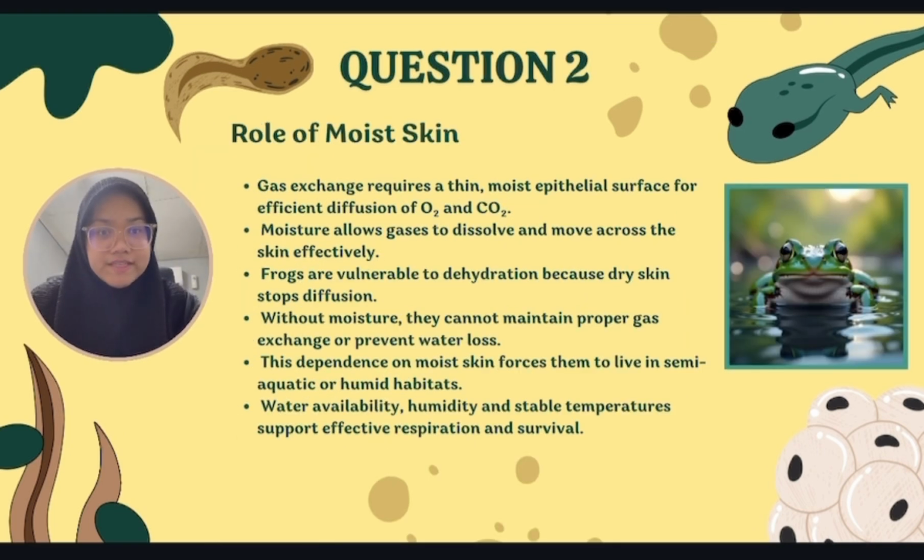Why do frogs need moist skin? Gas exchange requires a clean, moist epithelial surface for efficient diffusion of O2 and CO2. Moisture allows gases to dissolve and move across the skin effectively. Frogs are vulnerable to dehydration because dry skin stops diffusion. Without moisture, they cannot maintain proper gas exchange or prevent water loss. This dependence on moist skin forces them to live in semi-aquatic or humid habitats. Water availability, humidity, and stable temperature support effective respiration and survival.